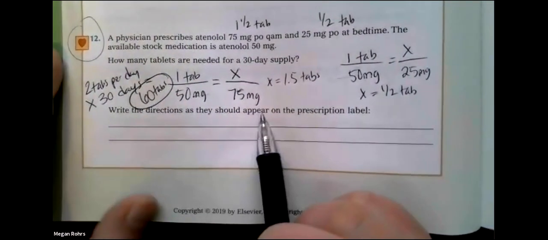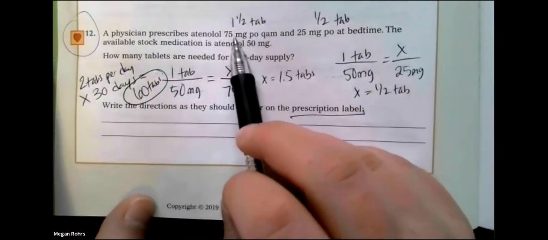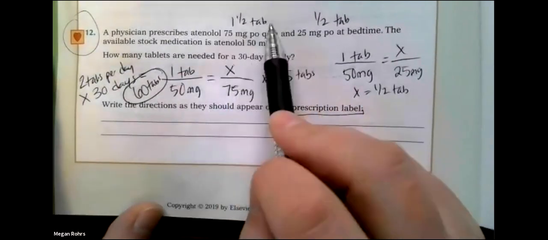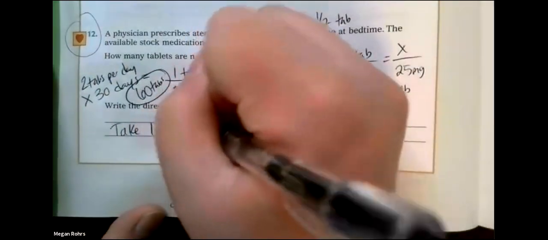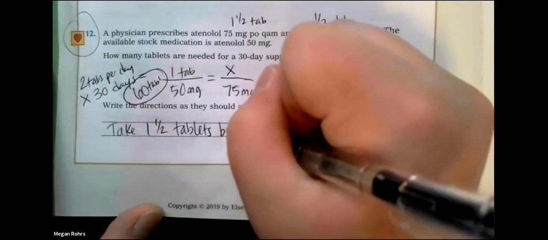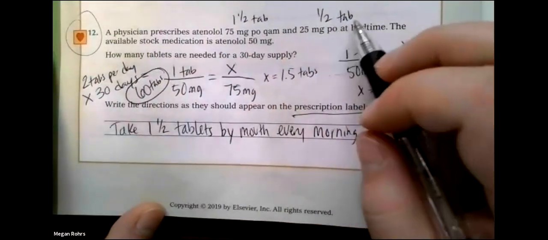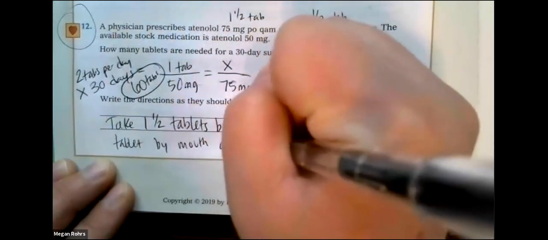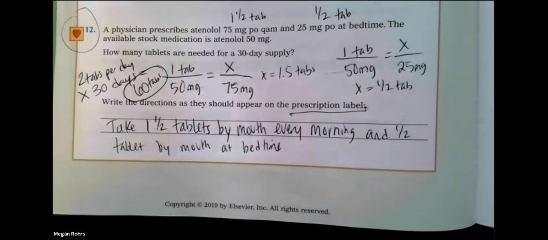Now, it says write the directions as they should appear on the prescription label. We would not leave the instructions in milligrams. We would not expect the patient to have to figure out how many tablets to take at one time. So we would need to give these tablet instructions. So take 1 1/2 tablets by mouth every morning and 1/2 tablet by mouth at bedtime. So once again, make sure you are as clear as possible for your patient on those label directions.